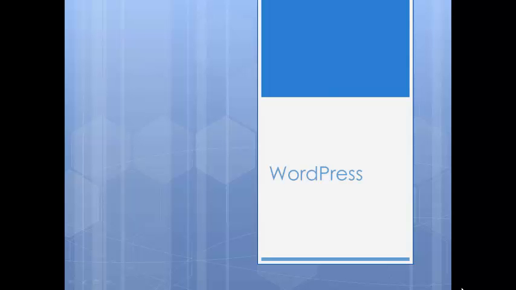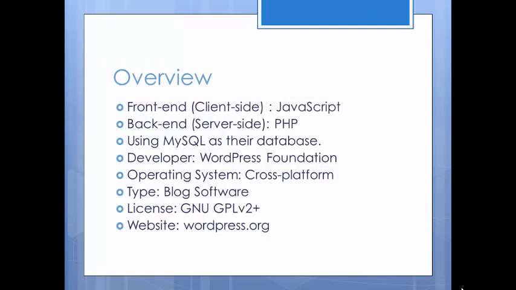The software that I chose was WordPress. So WordPress. The overview is that the programming language used for front-end or client-side is JavaScript. The programming language used for back-end or the server side is PHP. They are using MySQL as their database. The developer is the WordPress Foundation. The operating system is cross-platform, type is blog software, the license is GNU GPL v2+, and the website is wordpress.org.